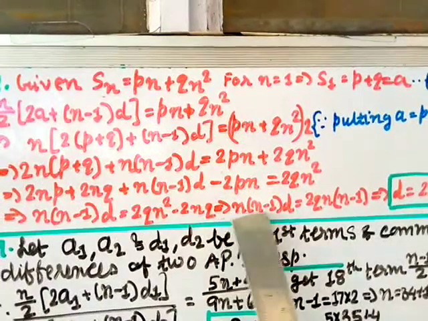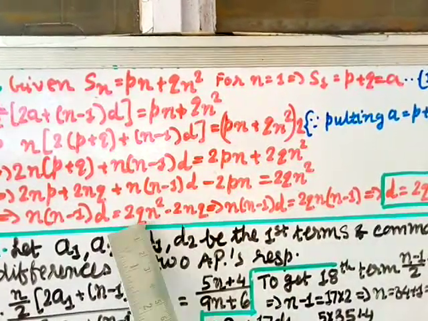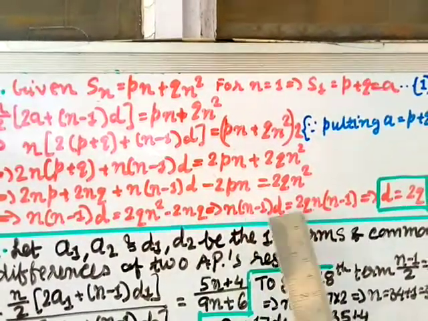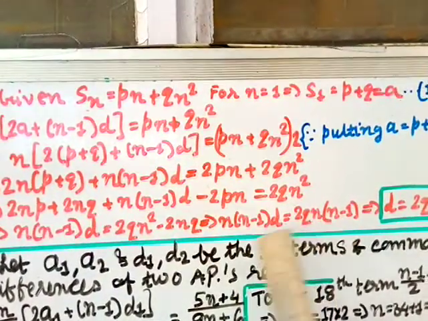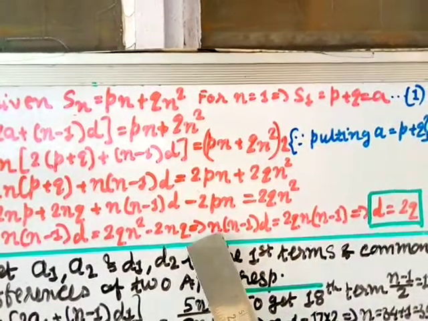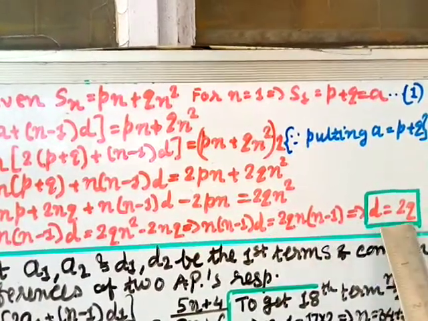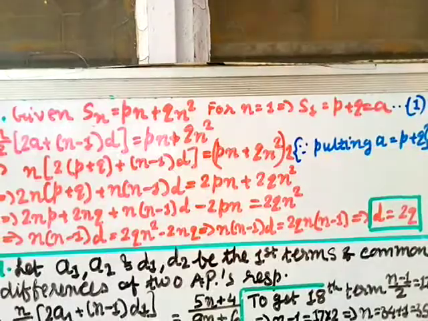So here remains n into (n minus 1) into d equal to, from this you can take 2qn common. So you take 2qn common. So in the bracket here remains n minus 1. N minus 1 can cut, n and n can cut. So you get the d value as, here remains only 2q. So the value of d is 2q.